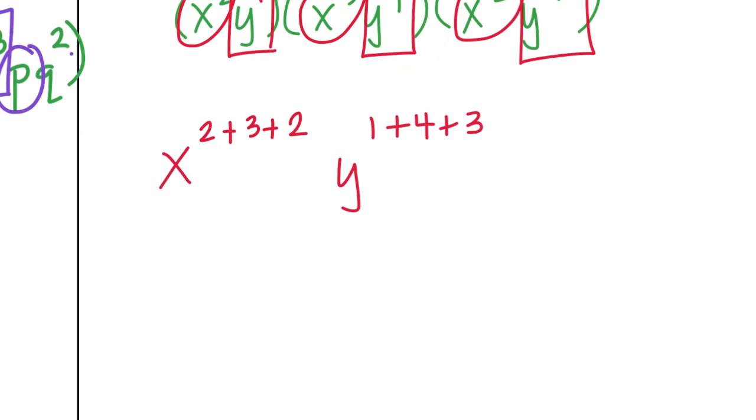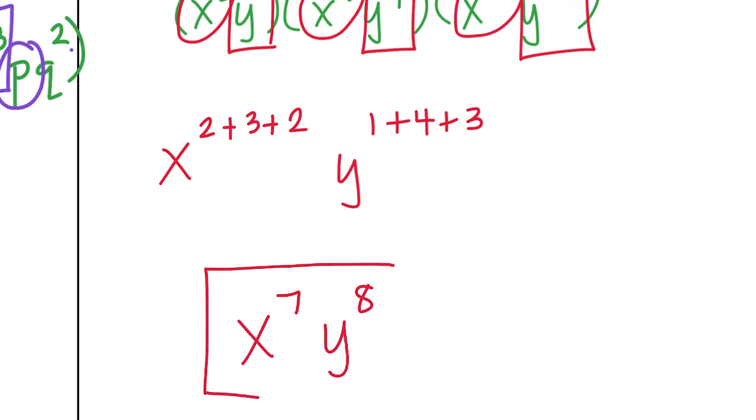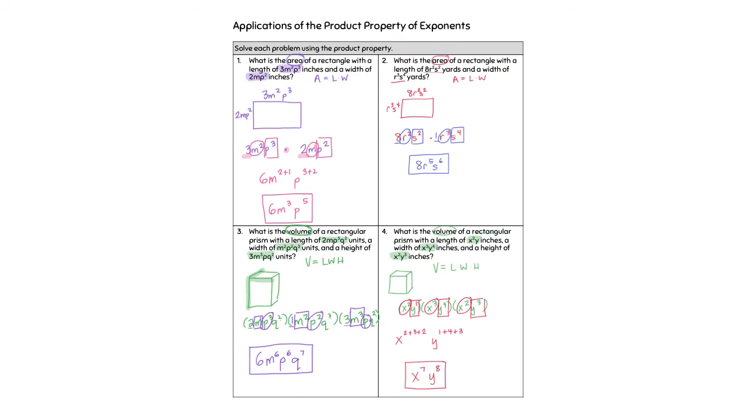So let's simplify this as much as we can. This would become x to the 7th power and y to the 8th power. And that would be the volume of our rectangular prism. Okay, and this is how you use the product property of exponents to find area and volume of rectangular shapes.